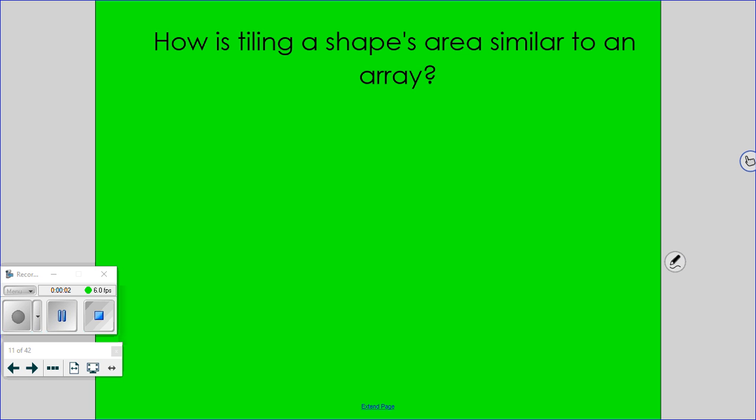Alright, so our question today is, how is tiling a shape's area similar to an array? We've talked about this word tiling. What does that word mean? Tiling. What does that mean? Mason, what does that mean?